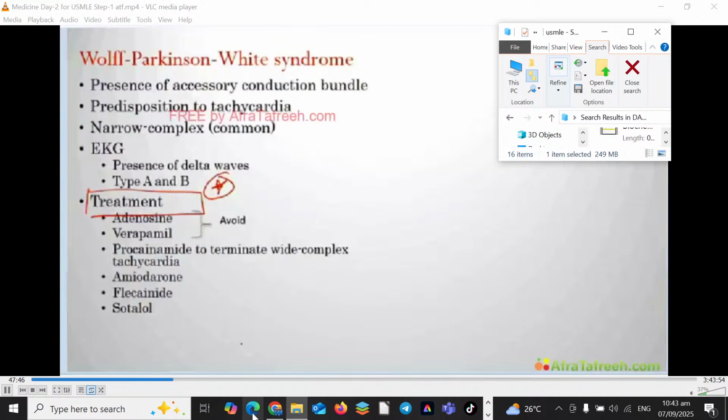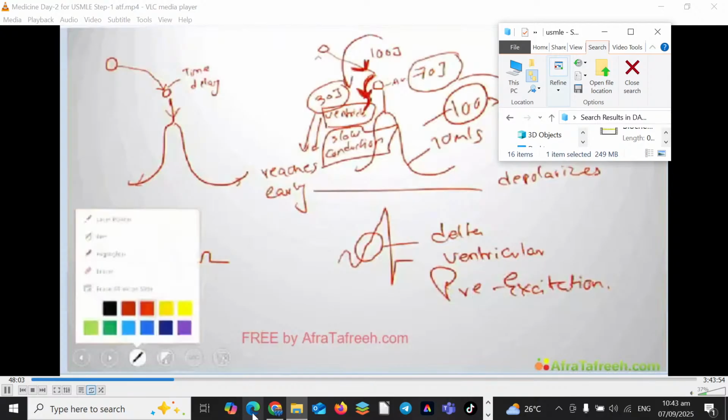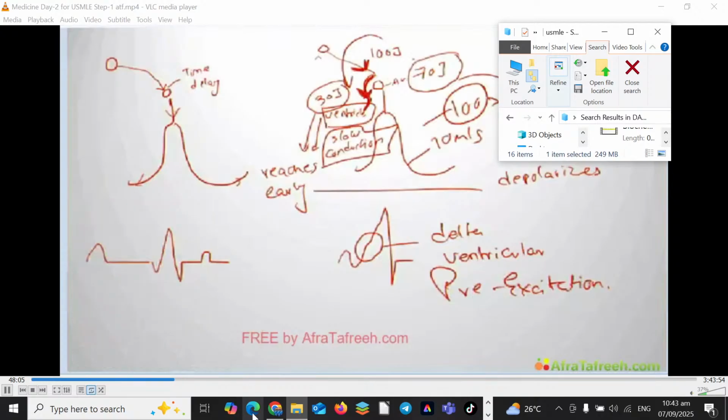You need to avoid adenosine and verapamil. Anything that blocks your AV node, if you block this pathway here, all this 100 will go down the accessory pathway. If you block this AV node, everything will go down the accessory pathway, all 100 joules.